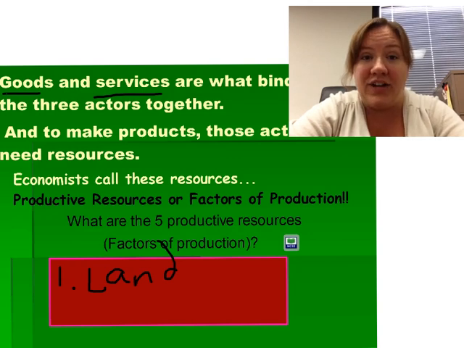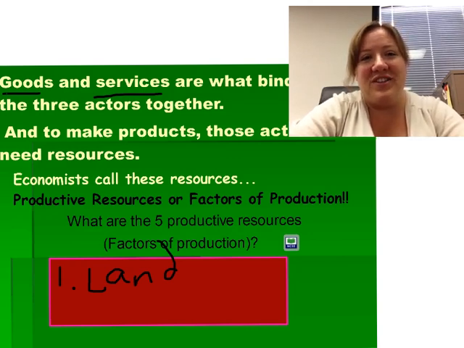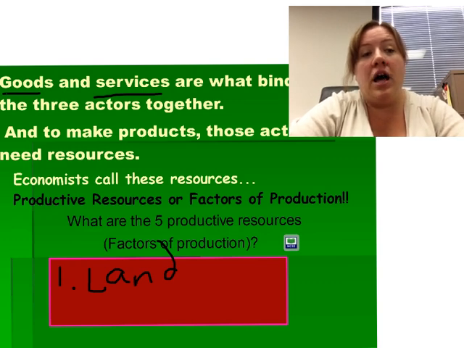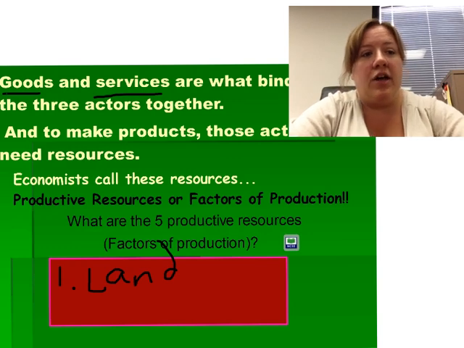Yay, land. Okay, and you should know what that is, because tomorrow when you get in class, we are going to be drawing out some examples of these 5 different types of resources. Okay, so land, that's nature. You probably learned that in middle school as anything that comes from nature, a natural resource. And so nowadays, economists call that land.